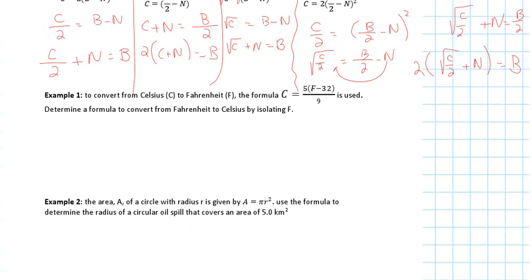Let's look at the example. To convert from Celsius to Fahrenheit, the formula C equals 5(F minus 32) over 9 is used. Determine the formula to convert from Fahrenheit to Celsius. So basically isolate for F. So they want you to isolate for F. What do I have to do to isolate for F?